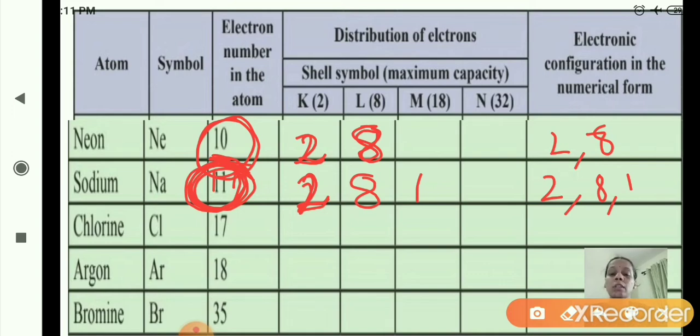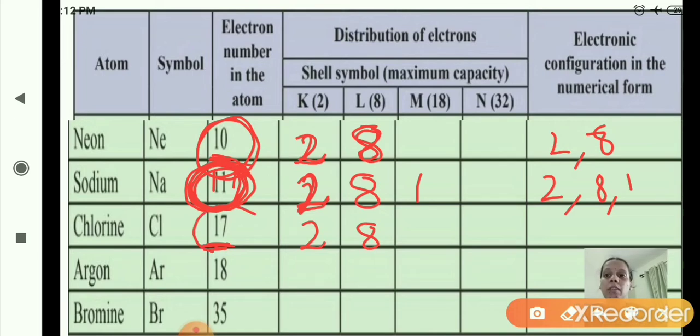Now the next one is chlorine. Yes, what is the symbol for chlorine? That is Cl, and the number of electrons in the chlorine atom is 17, as you can see here. It is given here 17. Now we will arrange this. So in the 17 here, 2 will go in K shell, right? 8 will go in L shell. Okay, 2 plus 8, that is 10.